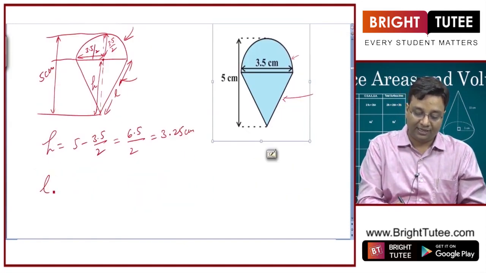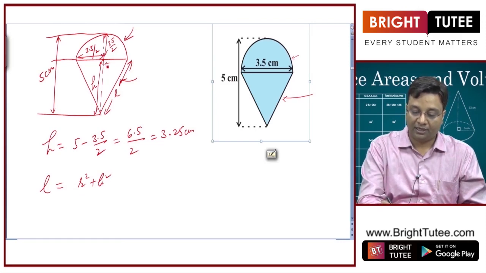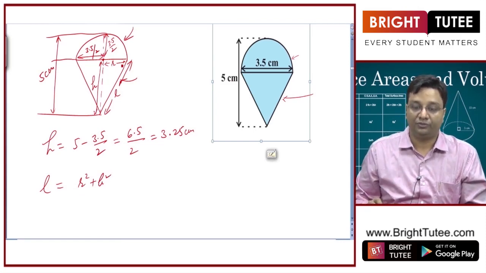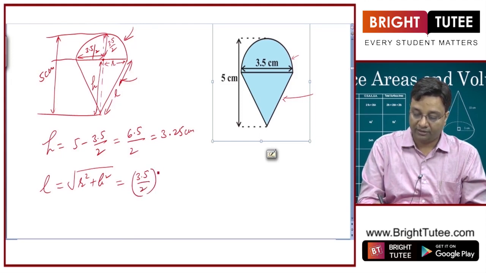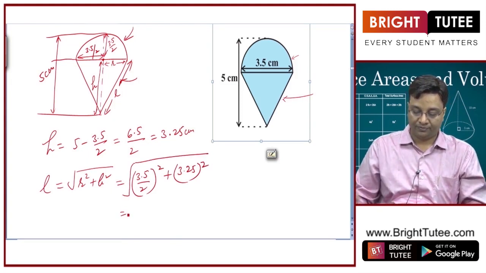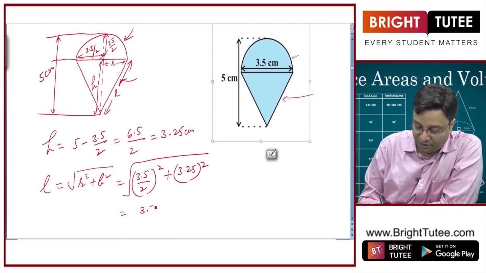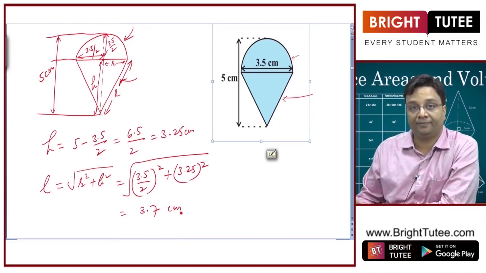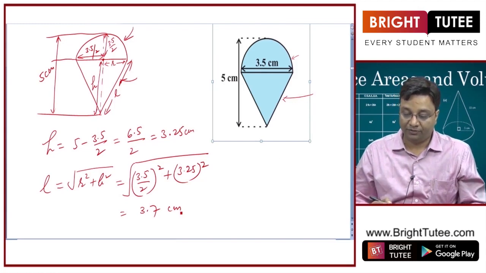So what will be the slant height of cone, L will be equal to the square root of r square plus h square. What is r? R is this radius, which is 3.5 by 2. So L is equal to the square root of 3.5 by 2 squared plus h squared, 3.25 squared, right. If you calculate this, this will be around 3.7 centimeter. Okay, I leave the calculation part to you. So this is the slant height of this cone.